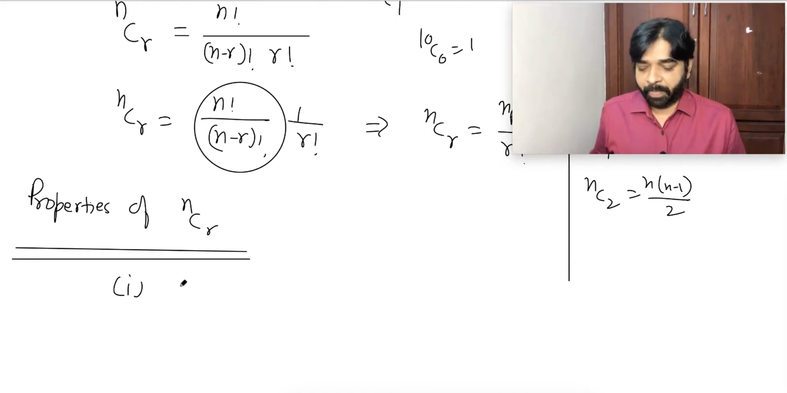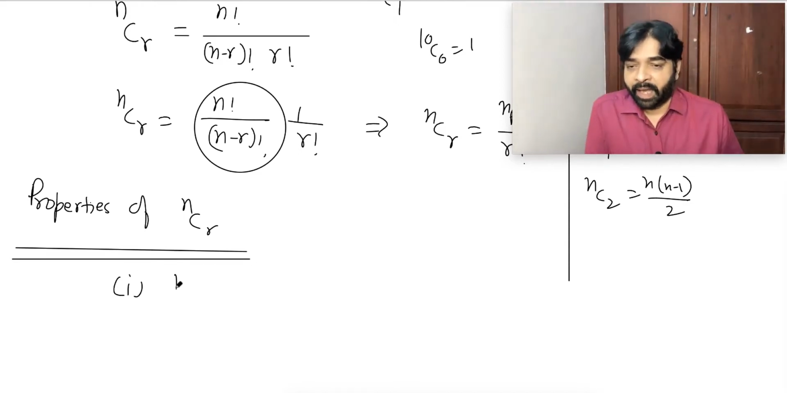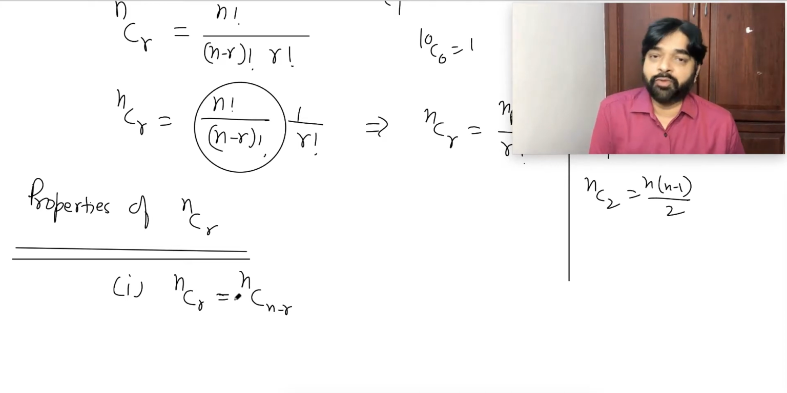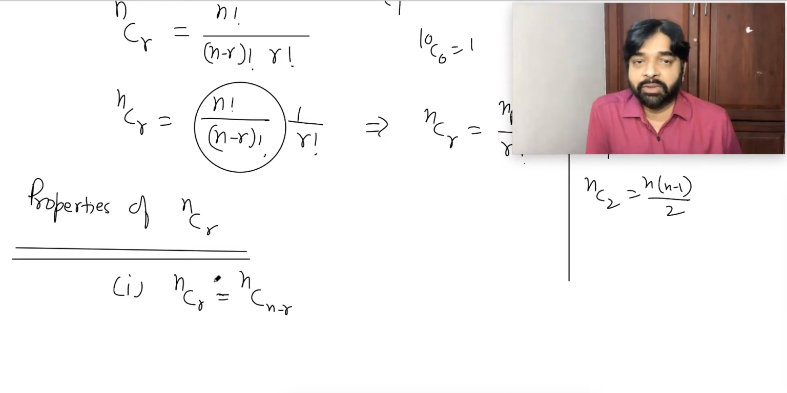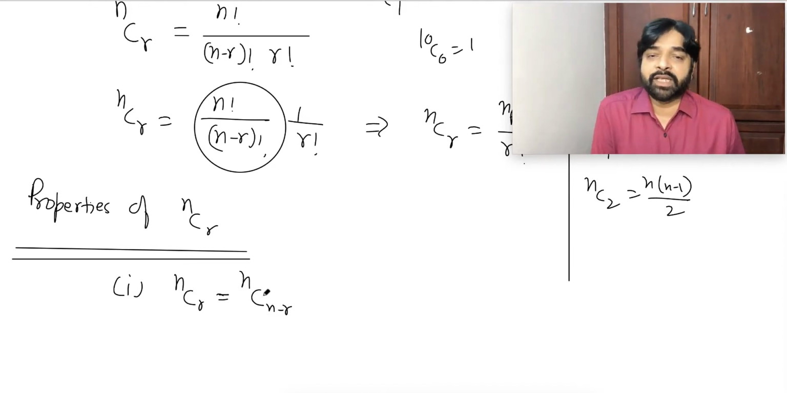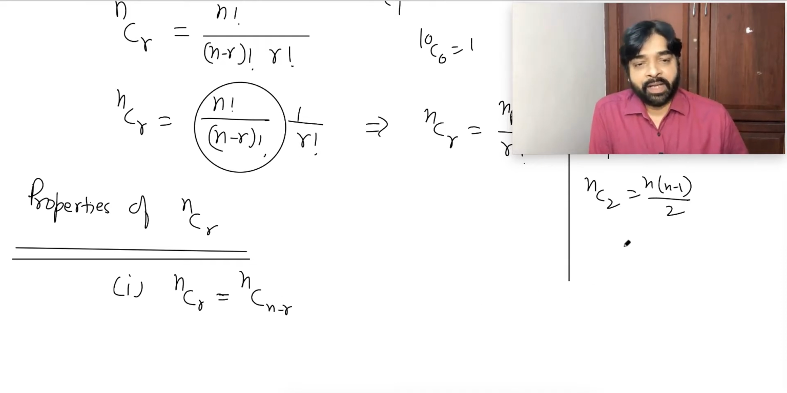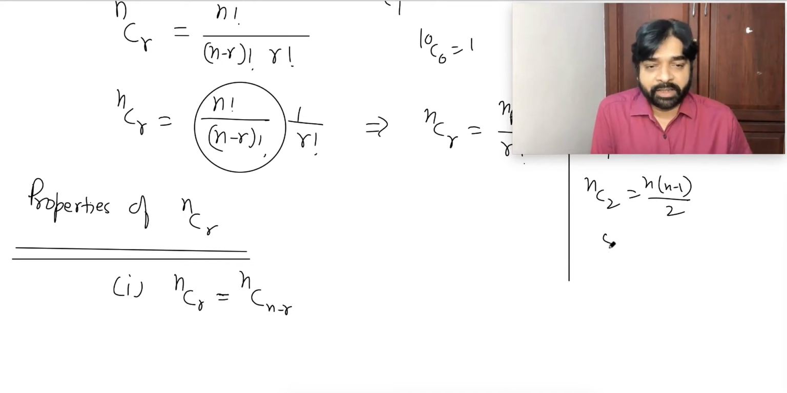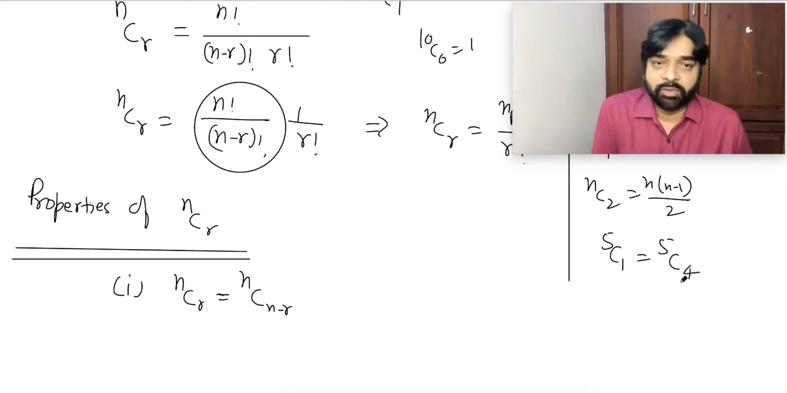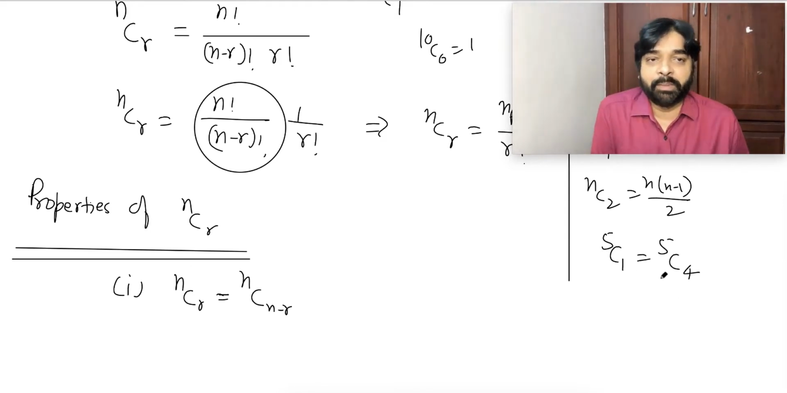First property: nCr is always equal to nC(n minus r). I will give all the proofs using logical mathematics also, but right now we'll go by analytical mathematics, based on simple calculation. So nCr is always equal to nC(n minus r). That means 5C1 can be written as 5C4 also. 5C4 and 5C1 will have the same value, because nCr is always equal to nC(n minus r).